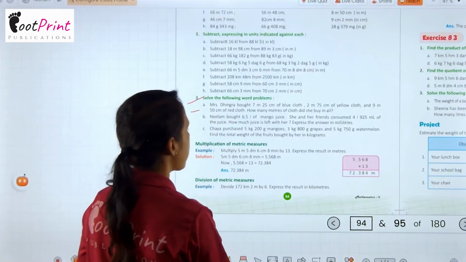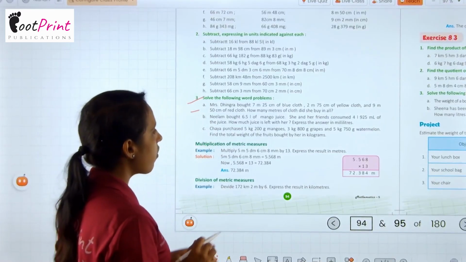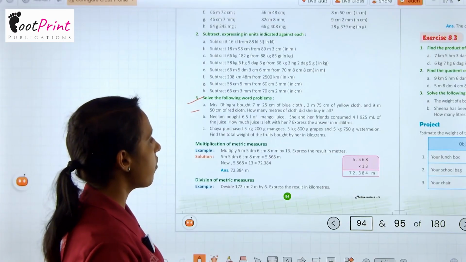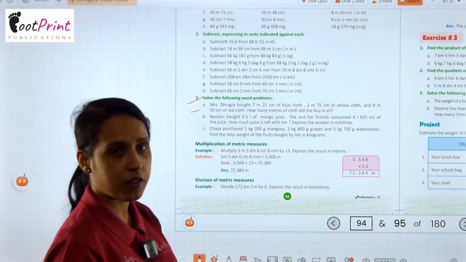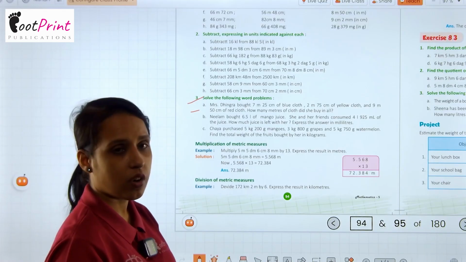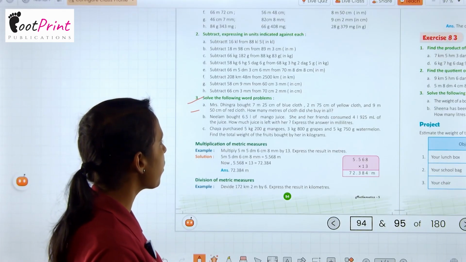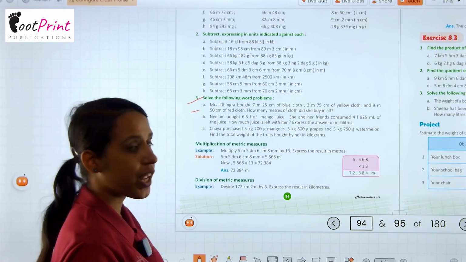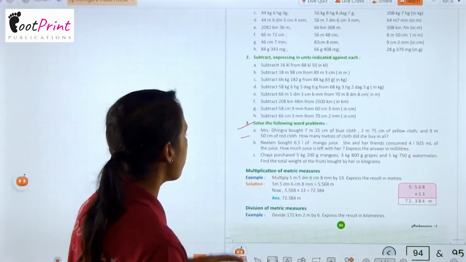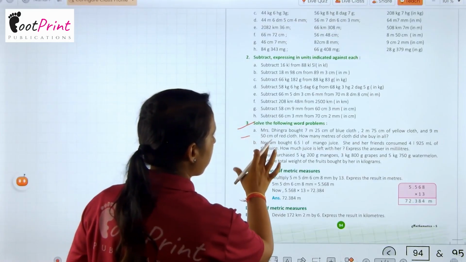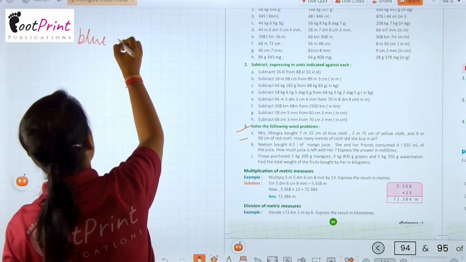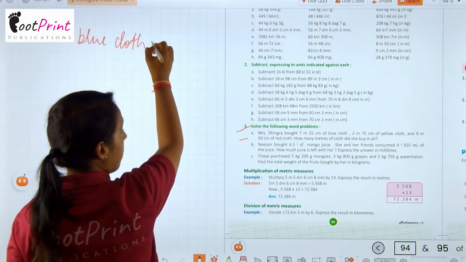First we have Mrs. Dhingra bought 7 meter 25 centimeter of blue cloth, 2 meter 75 centimeter of yellow cloth and 9 meter 50 centimeter of red cloth. How many meters of cloth did she buy in all? हमें total length निकालनी, ठीक है? तो what we do? We have to add it. So blue cloth कितना खरीदा उन्हें?